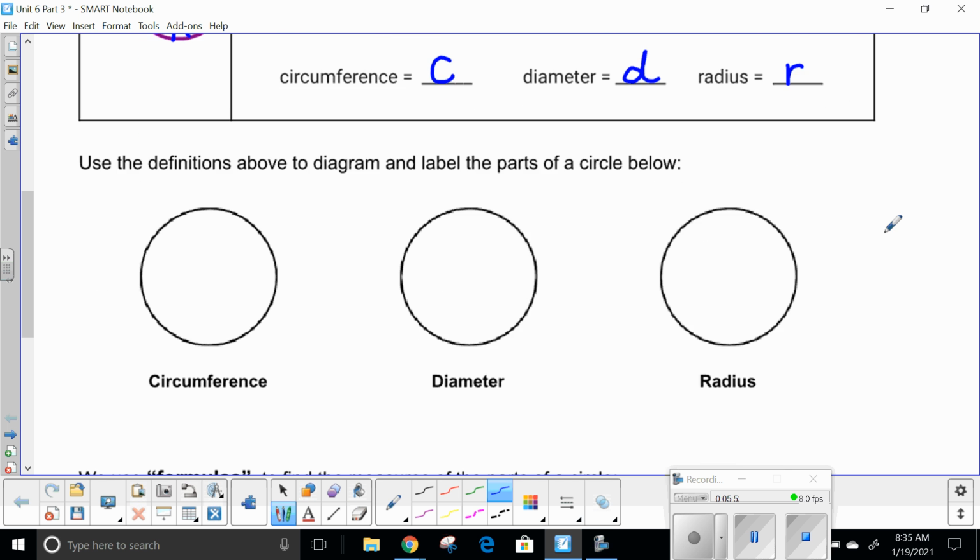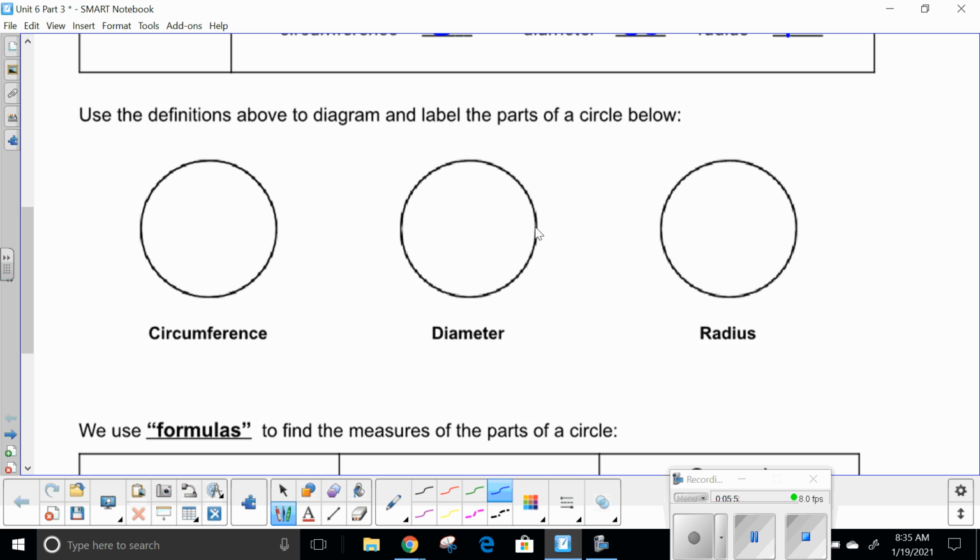So let's use the definitions above to diagram and label the parts of each of these circles. For circumference, now you ask, where would I start? Well, we can actually start anywhere we want. So if I start here, circumference, if I could straighten this line out, it would be the distance all the way around this circle. So that would be circumference. We measure this border all the way around.